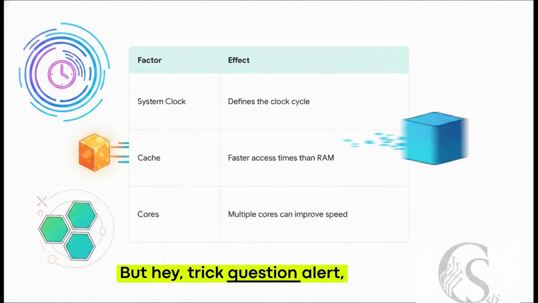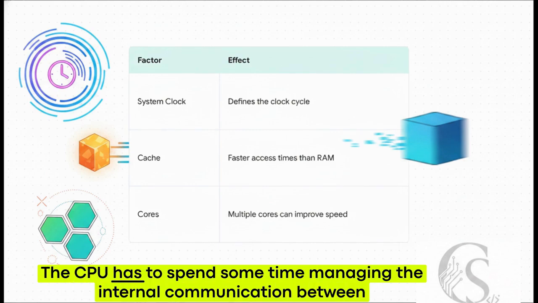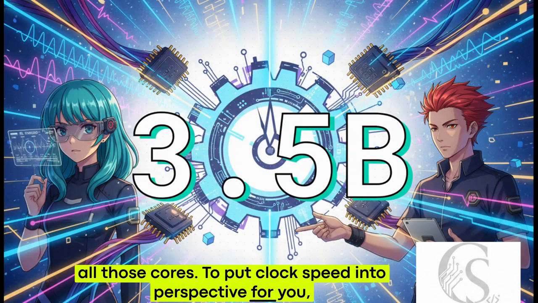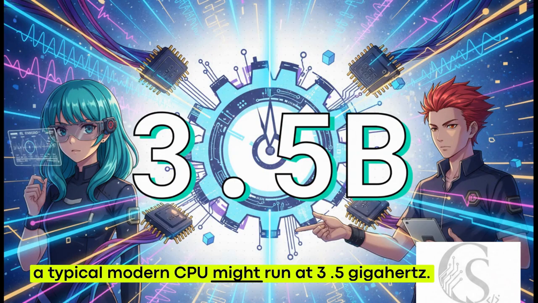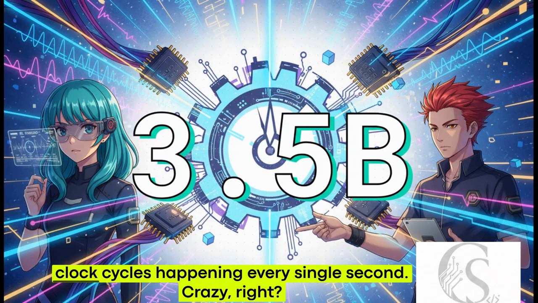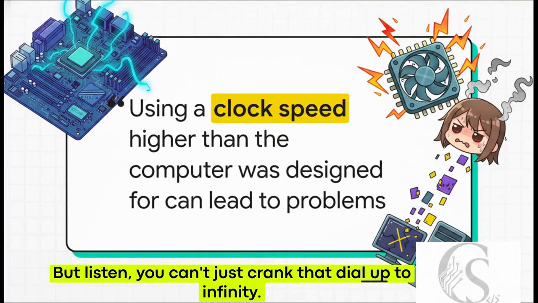But hey, trick question alert. Doubling the cores doesn't perfectly double your speed because the CPU has to spend some time managing the internal communication between all those cores. To put clock speed into perspective for you, a typical modern CPU might run at 3.5 gigahertz. That equates to a mind-blowing 3.5 billion synchronized clock cycles happening every single second. Crazy, right? But listen, you can't just crank that dial up to infinity.